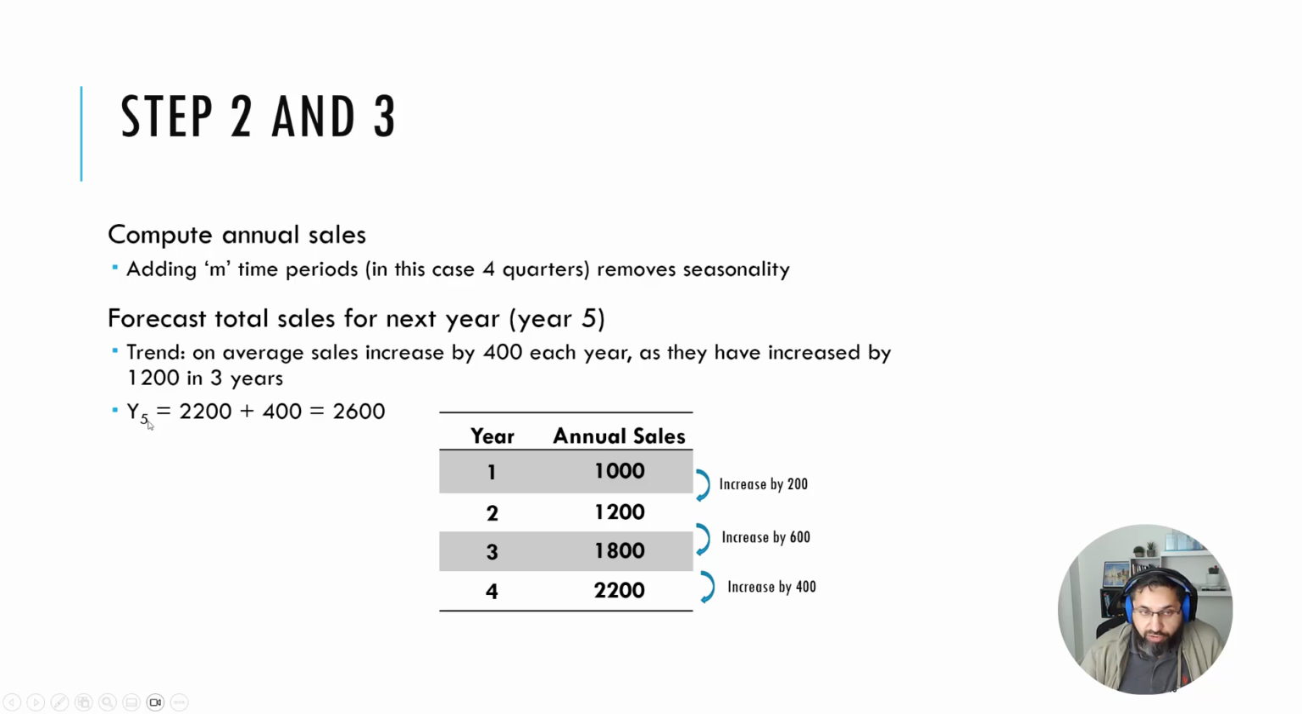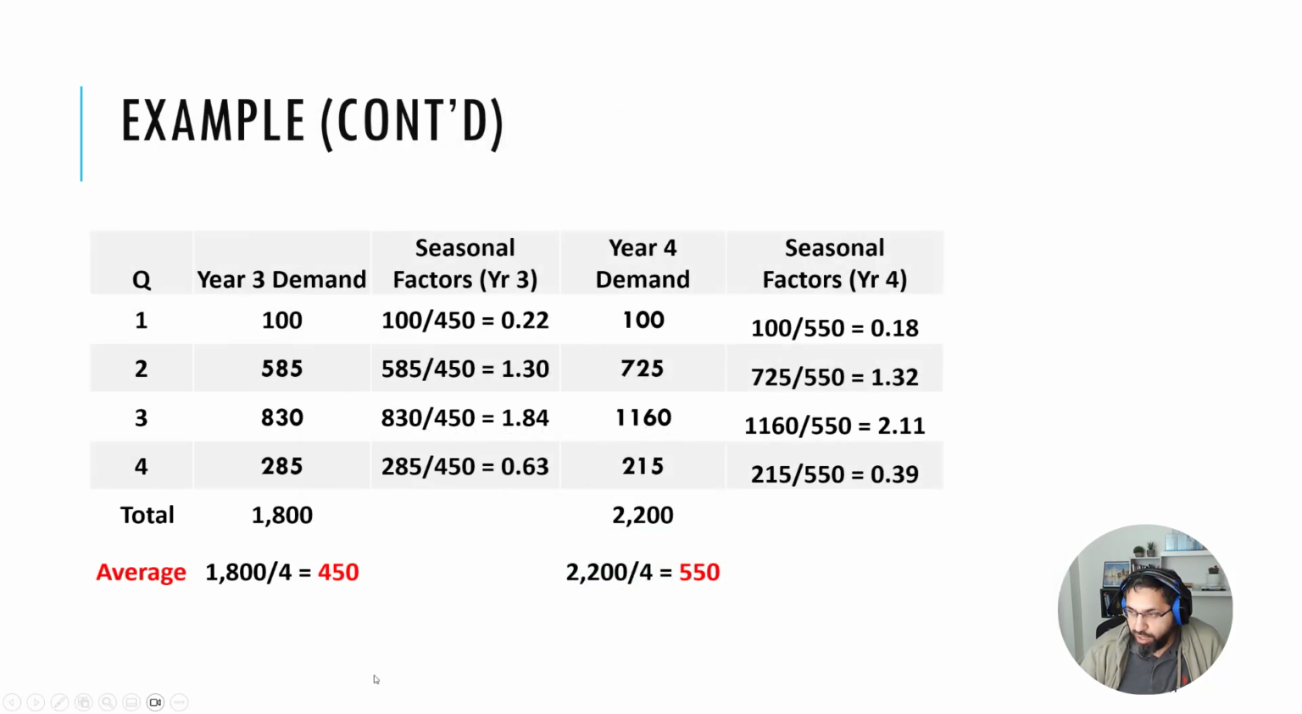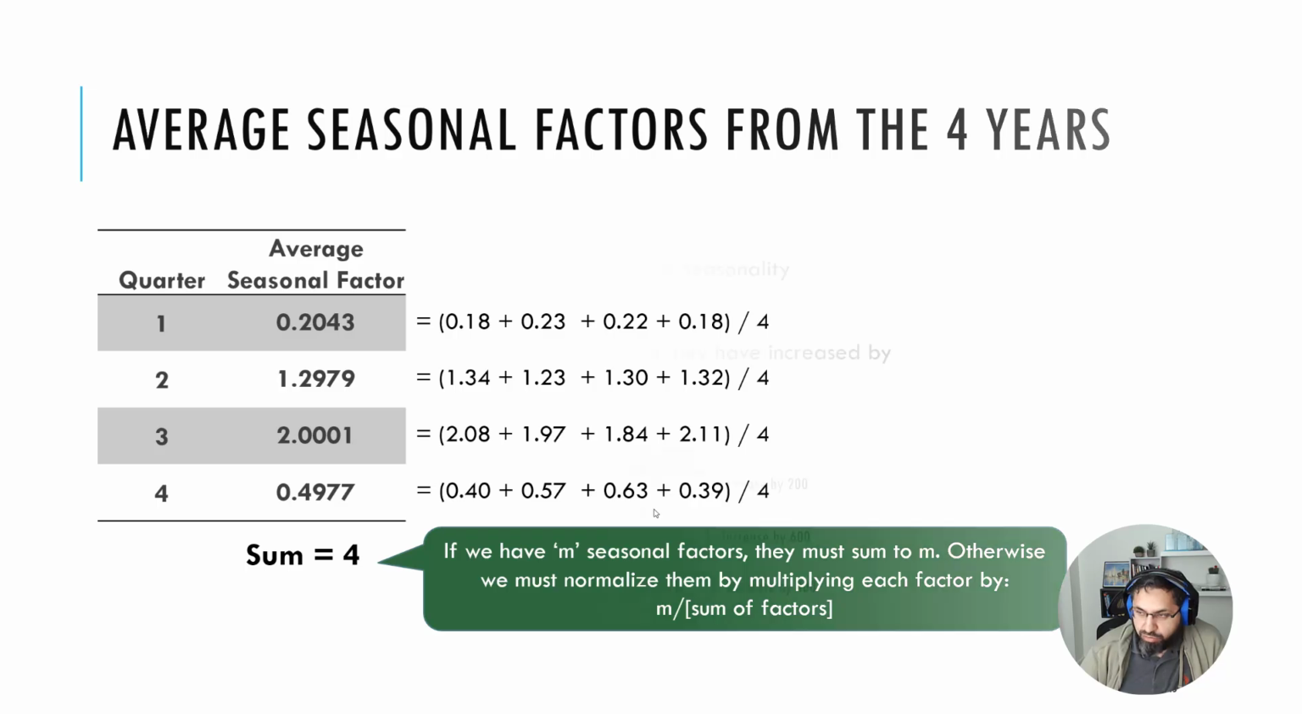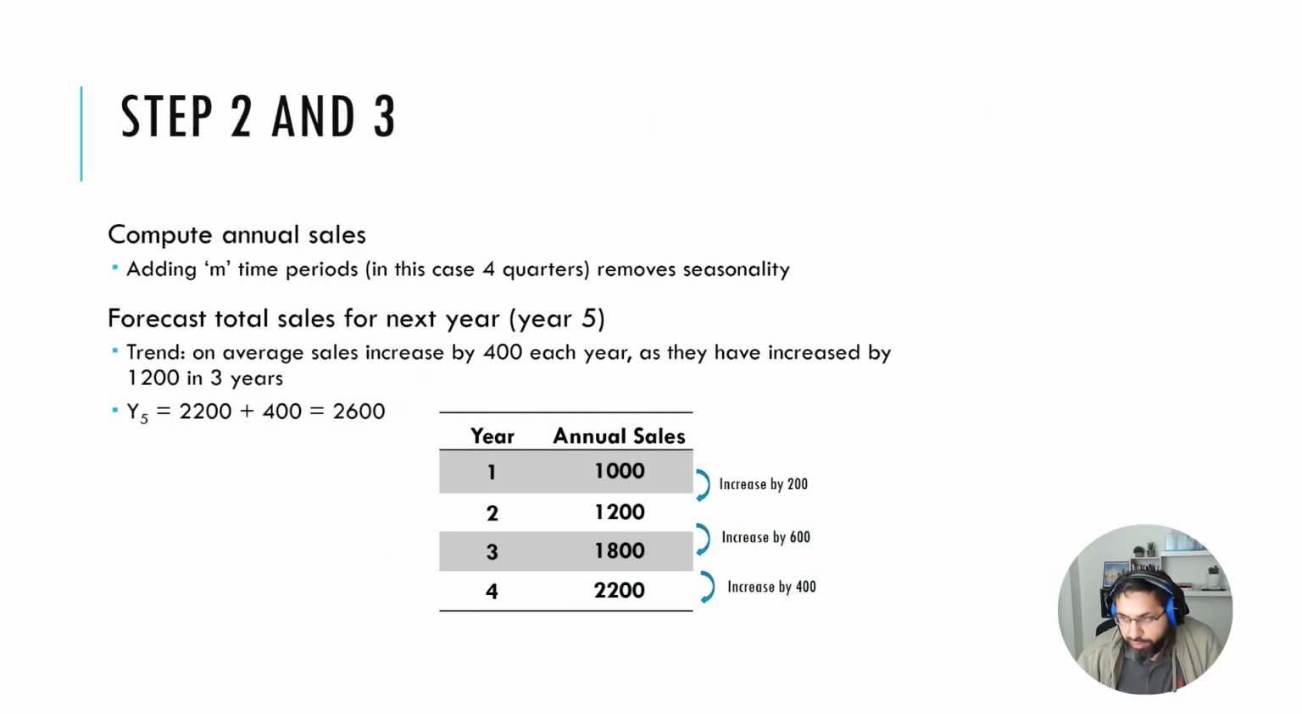So my year 5 total sales, not quarterly sales. If I look at my total sales right here, year 4 total sales were 2200. So if I add 400 to this, I should get my total sales for year 5, which will be 2600. But the question is telling me to do this. Otherwise, you could just look at the annual sales and do a simple trend regression line, or you could do an exponential smoothing, because annual sales are not going to have quarterly seasonality.